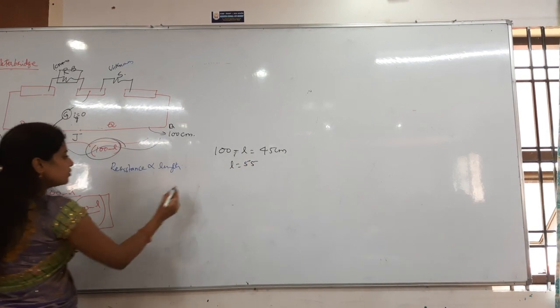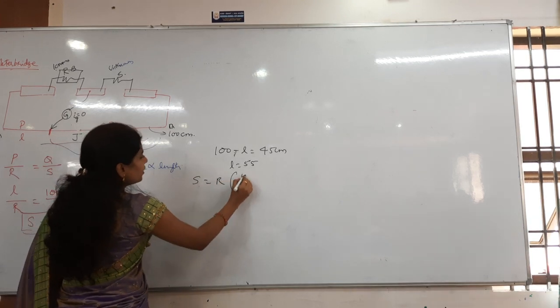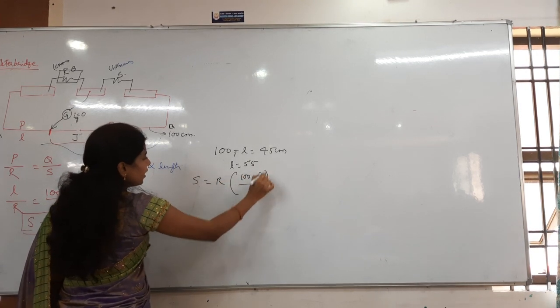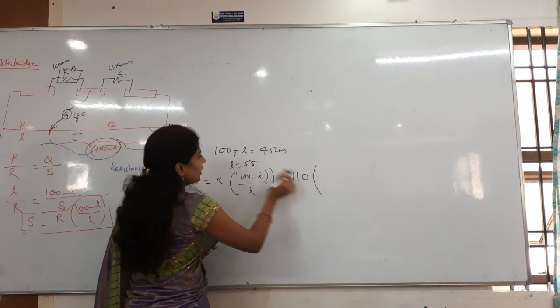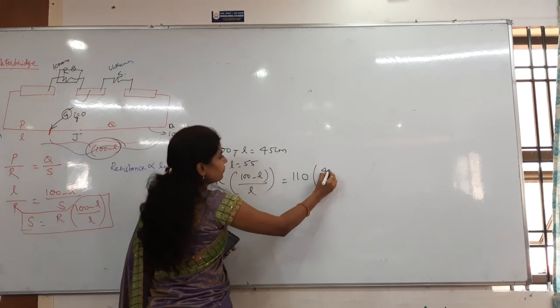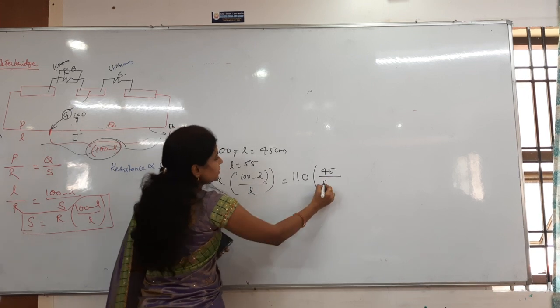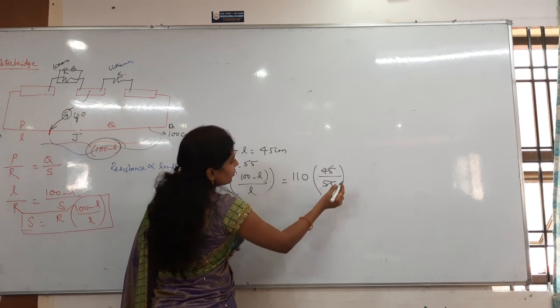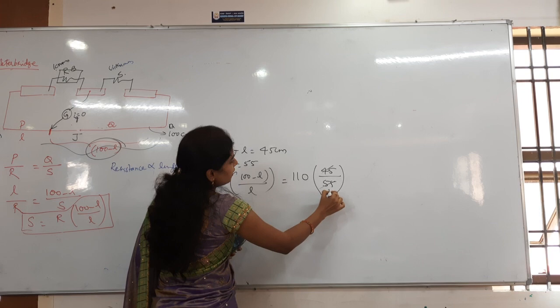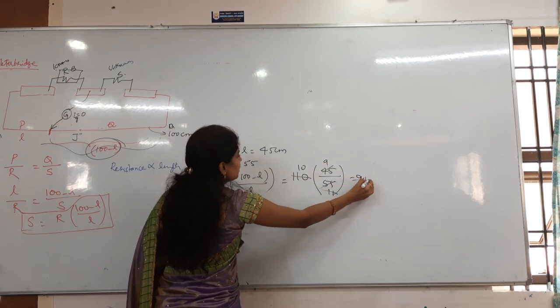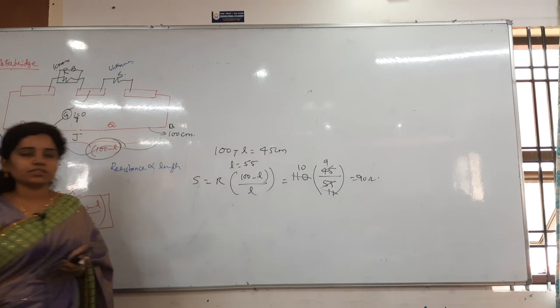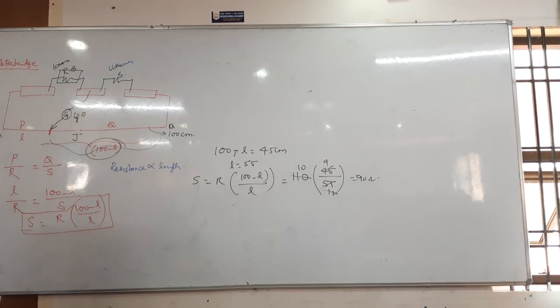S is equal to R into (100 minus L) by L, is the formula for us. R is 110, I guess. 100 minus L is 45 and L is 55. So this will be 9 by 11, then this is tens, and the answer is 90 ohms. That's it. Why are you not doing that?